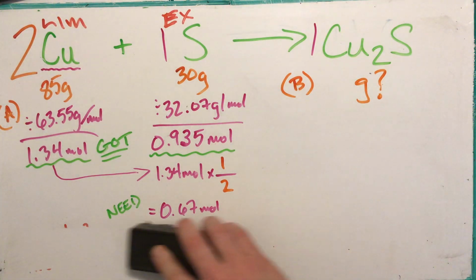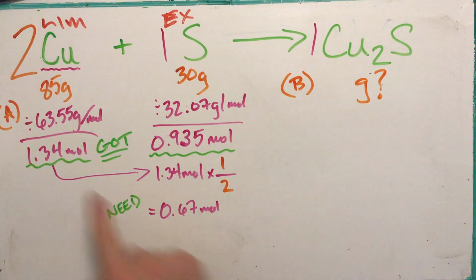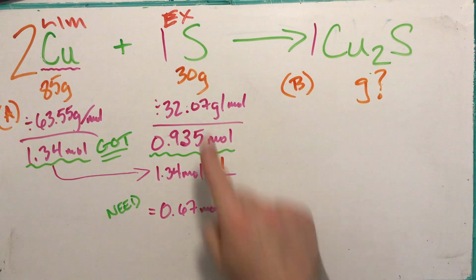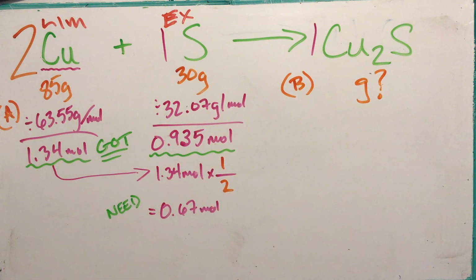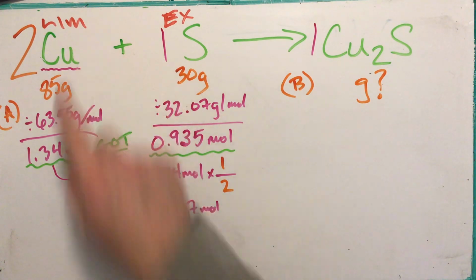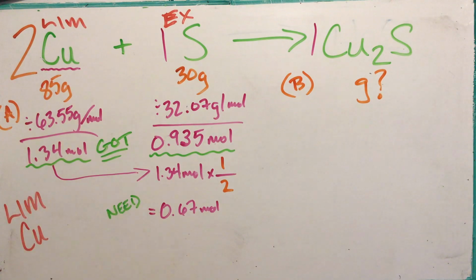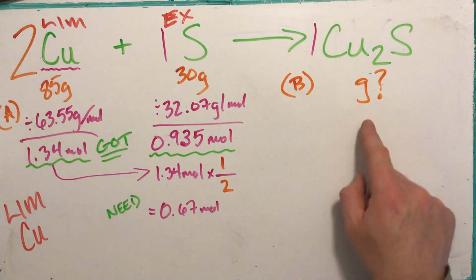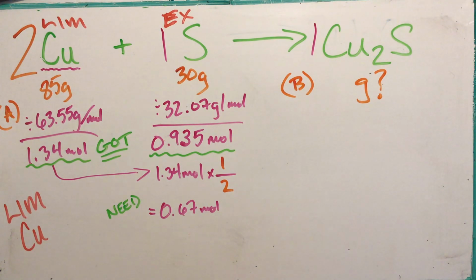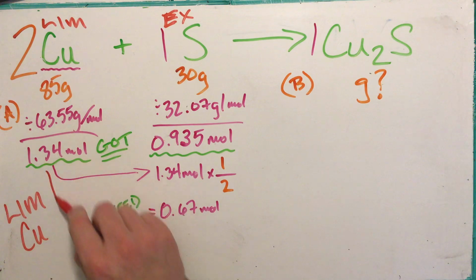I'm going to get rid of that, but just to show that it doesn't always have to go this way, I do that. You can go this way and still get the same answer. So my limiting reagent is the copper. All right? Cu is my limiting reagent. So now it wants the maximum yield. We're doing part B, the maximum yield of the copper 1 sulfide, or sulfide, sorry.